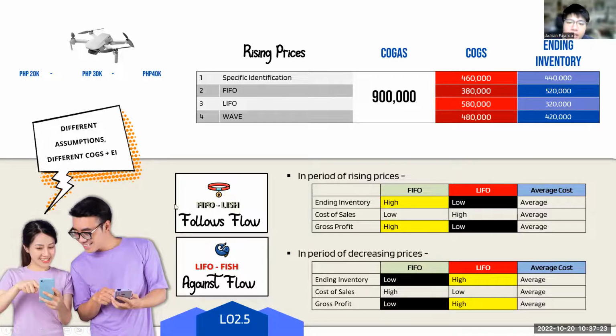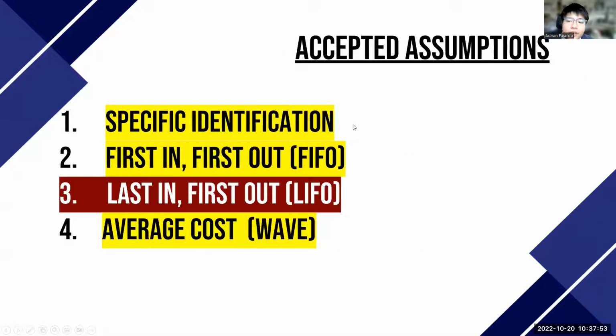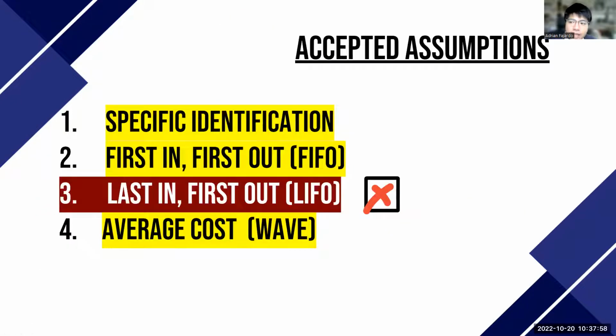So, again, just think of it as FIFO follows the flow. Tumataas si prices, so mataas si ending inventory and si gross profit. Baliktad naman si LIFO. LIFO goes against the flow. Tumataas si prices, bababa si ending inventory, bababa si gross profit. Again, very important sa theory. So, kung hindi nyo magets yung logic, I'd suggest you memorize these tables, right? And then you just summarize the illustration that we had. So basically, we had these 4 assumptions and then kindly note na si LIFO is not accepted.